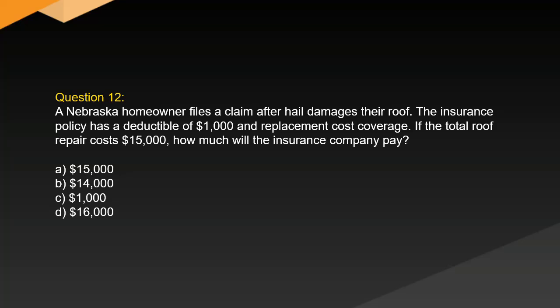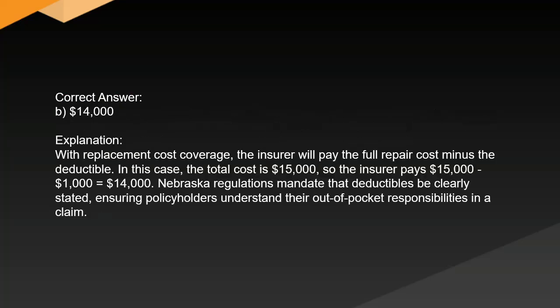Question 12. A Nebraska homeowner files a claim after hail damages a roof. The insurance policy has a deductible of $1,000 in replacement cost coverage. If the total roof repair costs $15,000, how much will the insurance company pay? A. $15,000. B. $14,000. C. $1,000. D. $16,000. Correct answer.